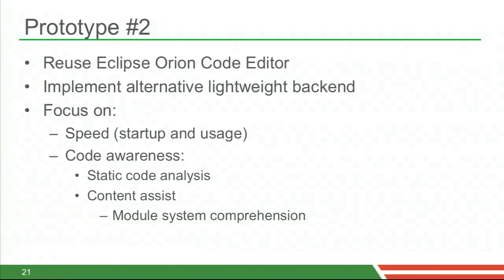But some of the things we picked up in working with Orion, we knew we also wanted to pull across. Things like the JS lint stuff. We were finding that invaluable as being new users of JavaScript. And we continued with this focus on content assist driven around module system comprehension. So we wanted to understand if you're using AMD, require.js, common.js, we wanted to have a content assist story around those things.